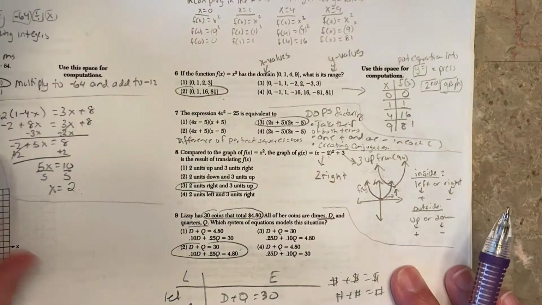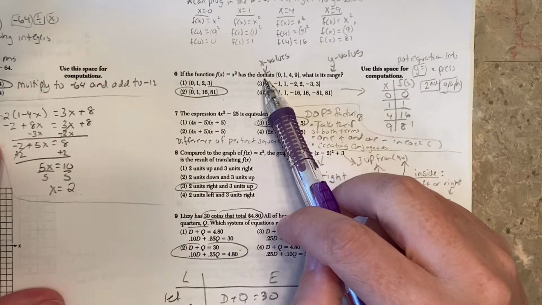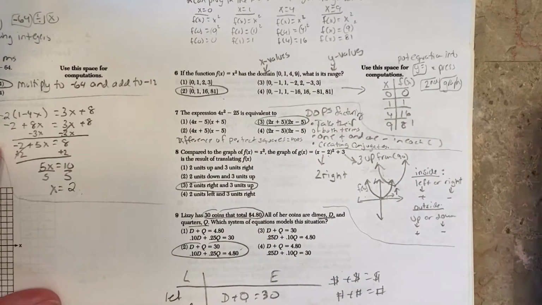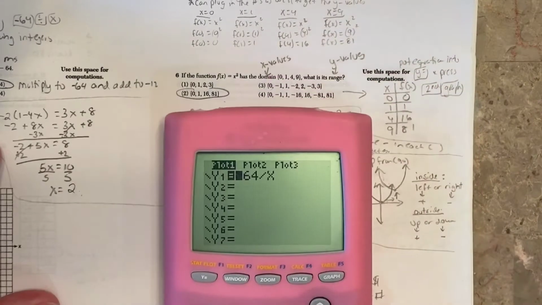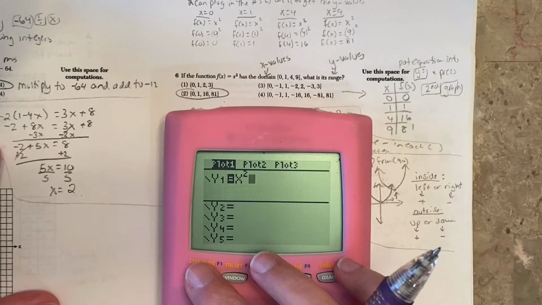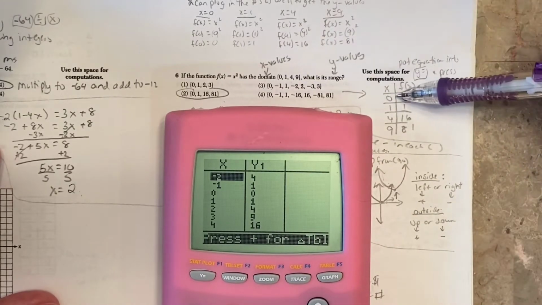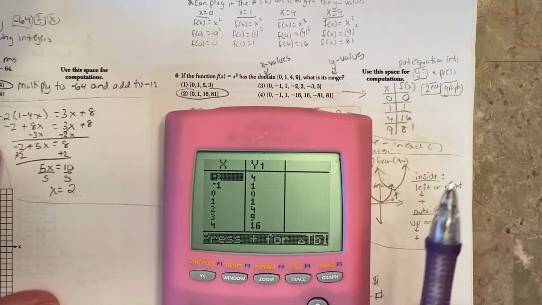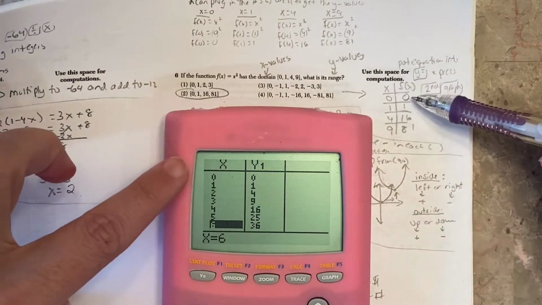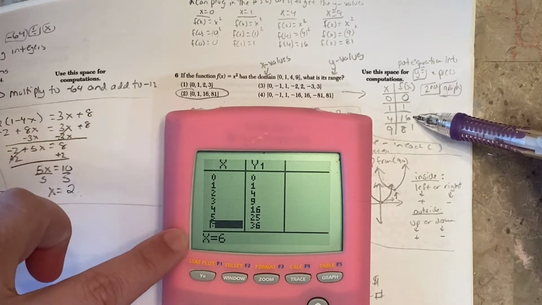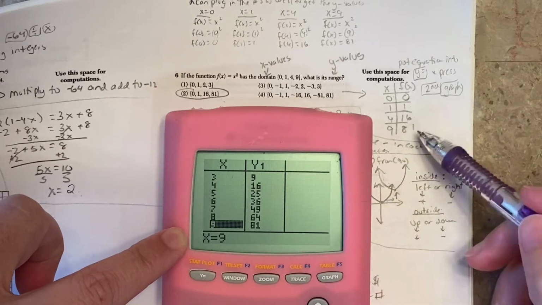All right, number 6. If the function f of x equals x squared has the domain, remember domain is your x value, so 0, 1, 4, and 9, what is the range? So the easiest way to do this, and you had something like this on your midterm, is to put the equation x squared into y equals. You're going to go to your table, and then our x values were 0, 1, 4, 9, so I'm going to make a table 0, 1, 4, 9, and then I'm going to copy the corresponding y values, the range. So 0, 1, 16, and then 81.